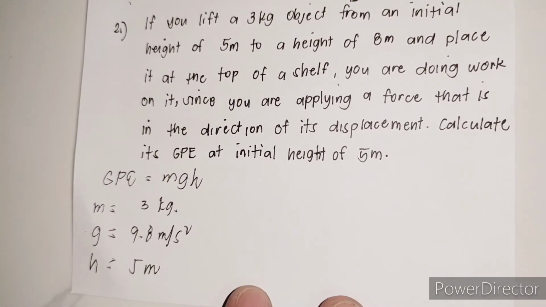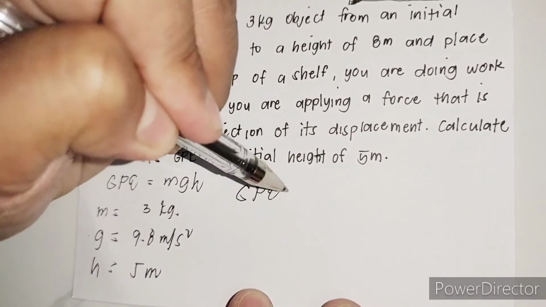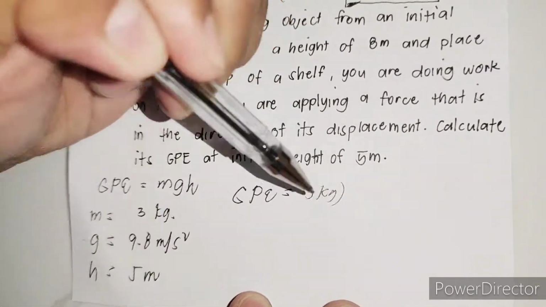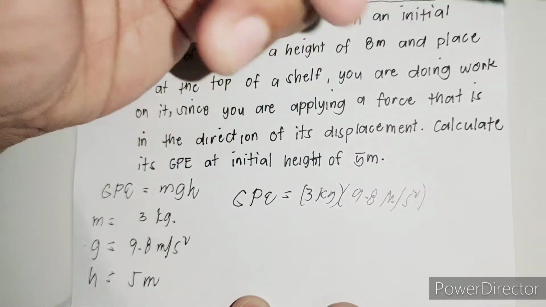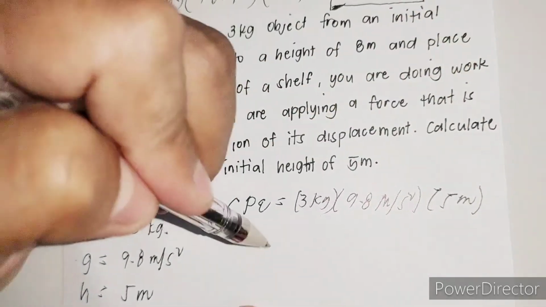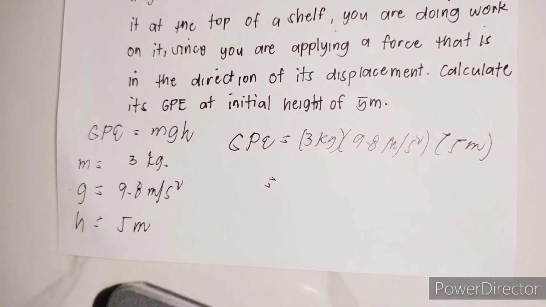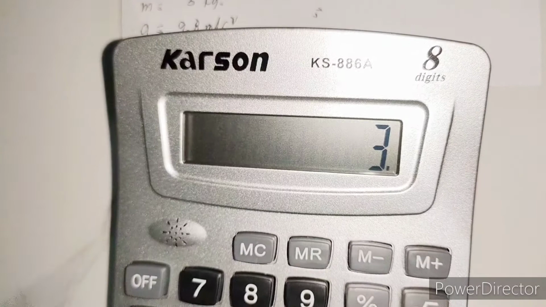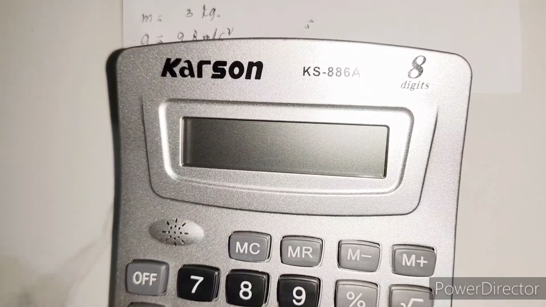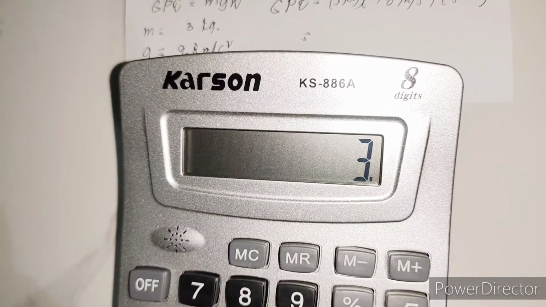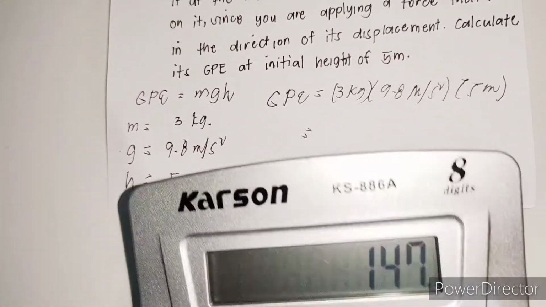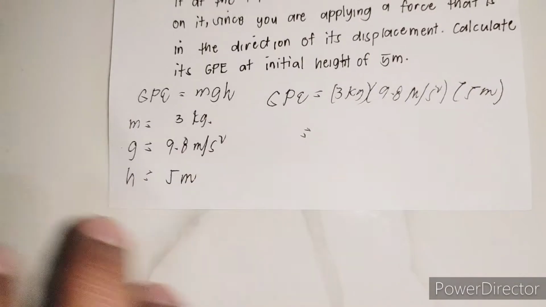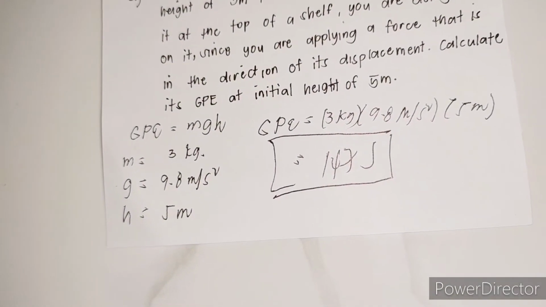So let's substitute. GPE is equal to 3 kilogram times 9.8 meter per squared seconds times 5 meters. Our GPE is then equal to 3 times 9.8 times 5, and our GPE or potential energy is equal to 147 joules. That's all about potential energy.